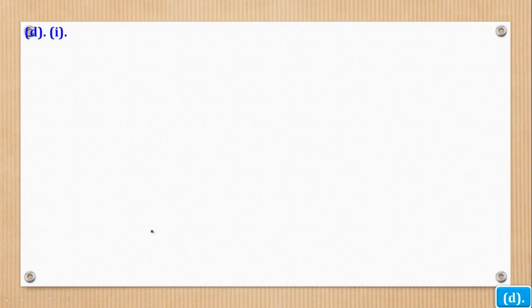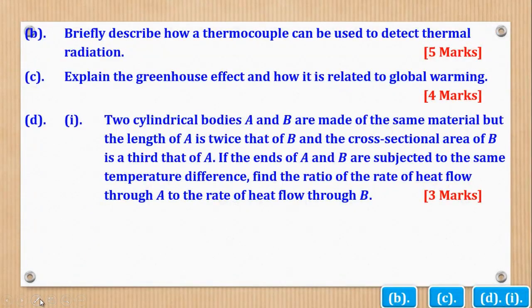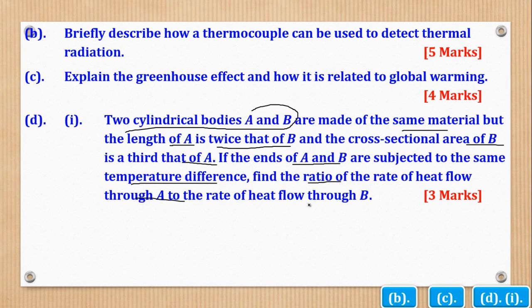So now we shall go to part D, Roman 1. D Roman 1 says, two cylindrical bodies A and B are made of the same material, but the length of A is twice that of B, and the cross-section area of B is a third that of A. If the ends of A and B are subjected to the same temperature difference, find the ratio of the rate of heat flow through A to the rate of heat flow through B.